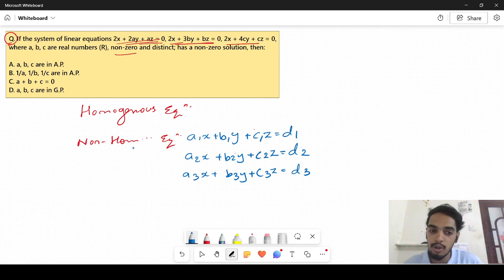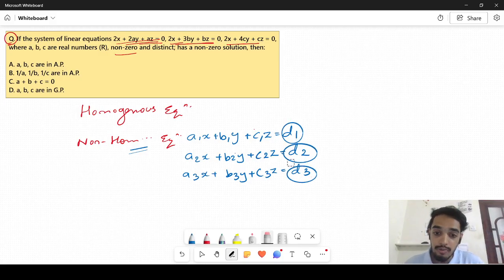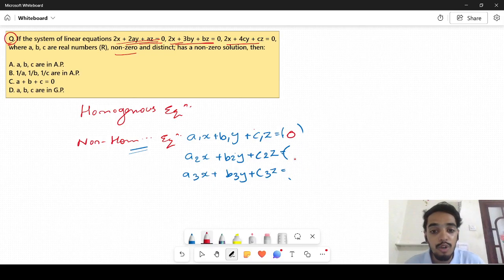It is absolutely non-homogeneous. Why? Because a non-homogeneous equation means they have constants on the right-hand side, on the RHS, right? So what are the homogeneous equations? In the homogeneous type, what will be there? In the RHS, there will be only zeros, right? So the given system of linear equations, are they homogeneous or non-homogeneous?